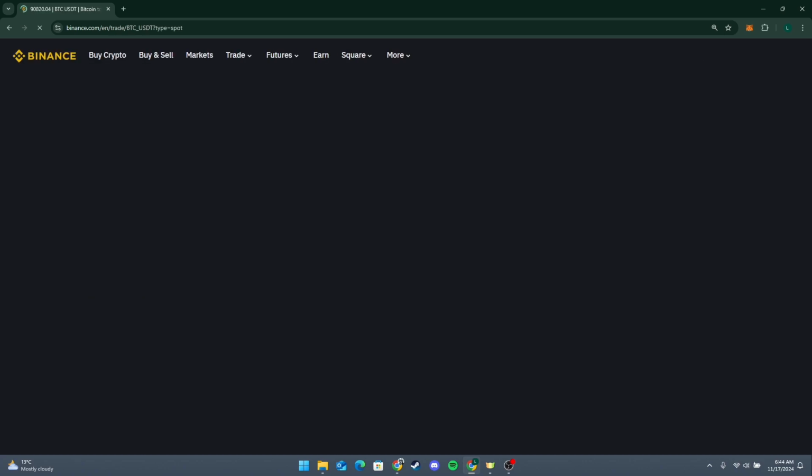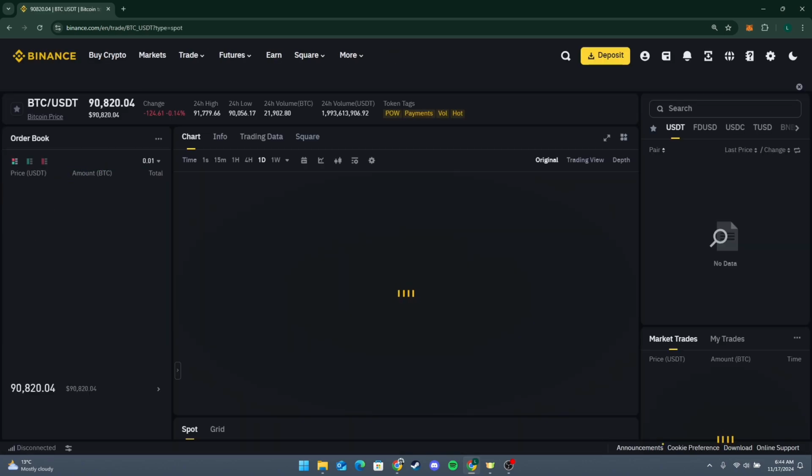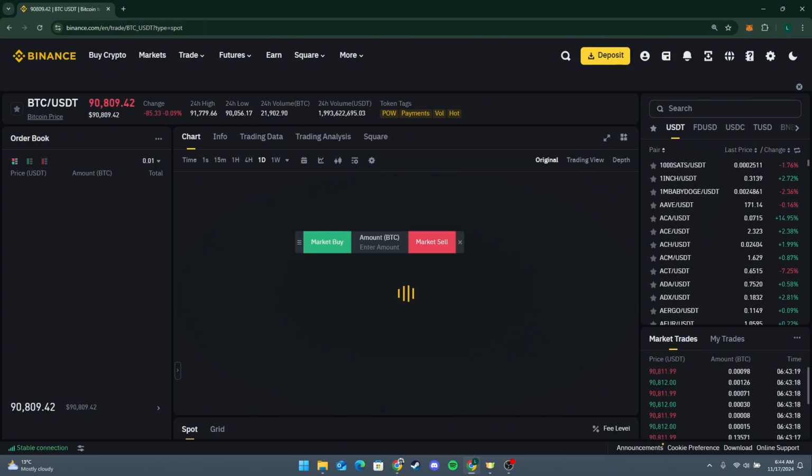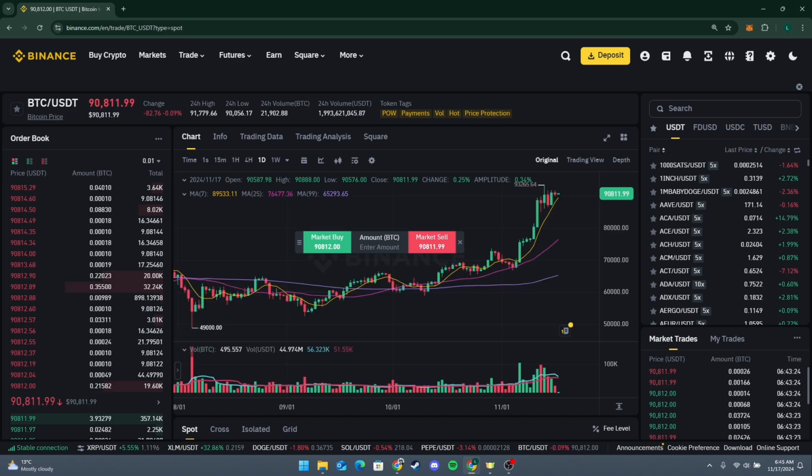In the search bar at the top, type XRP/USDT. Select the XRP/USDT trading pair from the list of results. This opens the trading interface for XRP and USDT.